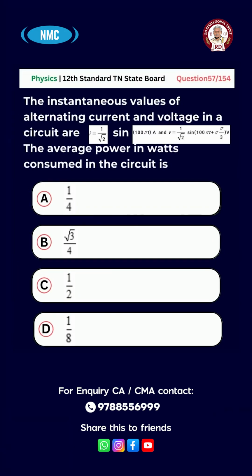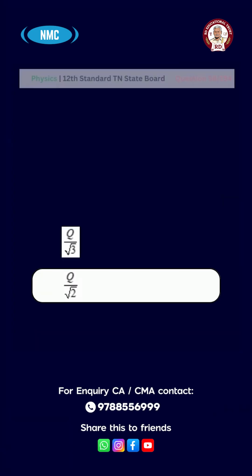Question number 57. The instantaneous values of alternating current and voltage in a circuit are I equal to 1 by root 2 sin 100 pi t and V equal to 1 by root 2 sin (100 pi t plus pi by 3) volts. The average power in watts consumed in the circuit is option A 1 by 4, B root 3 by 4, C 1 by 2, D 1 by 8. The right answer is option D 1 by 8.